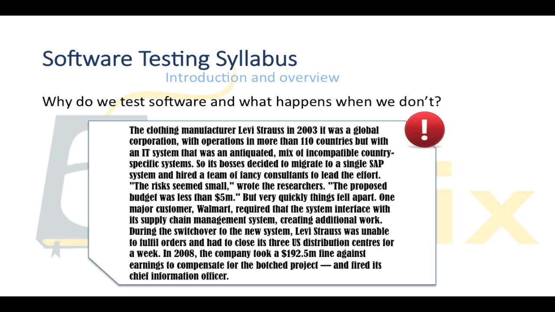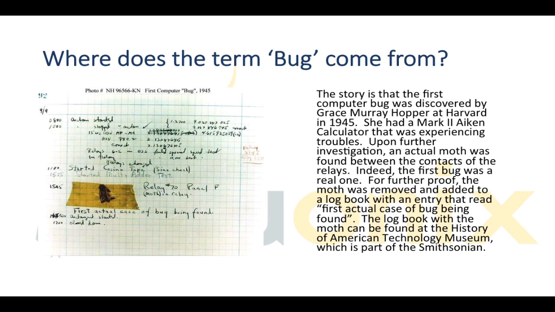In 2008, the company took a $192.5 million fine against earnings to compensate for the botched project, and it fired its chief information officer. Now that fine wasn't just covering losses; it was payments to its customers for compensation, mainly for the orders that it wasn't able to fulfill, but they also didn't comply with certain testing regulations, so it also paid legal fees for that as well.